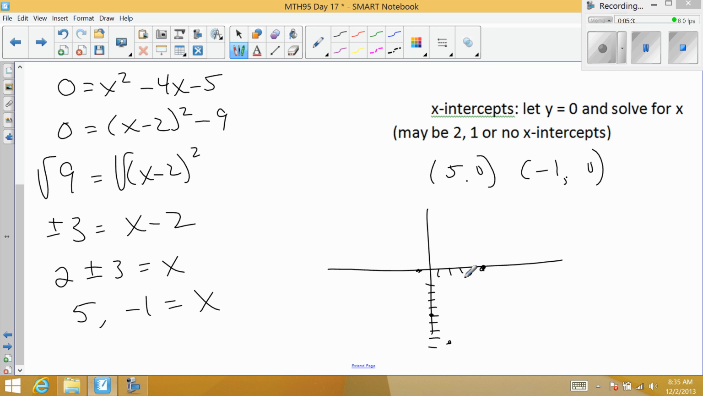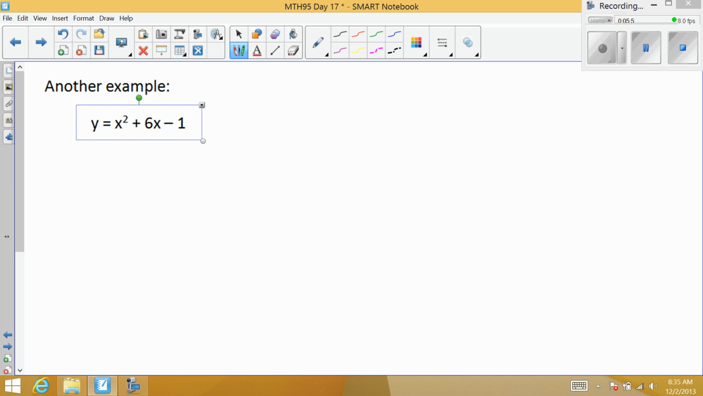Okay, it's a pretty messy graph, but it all kind of fits together there, doesn't it? The vertex is right in between the two x-intercepts, and the y-intercept is there on the way between the vertex and the other x-intercept. Okay. So, another example going through that.